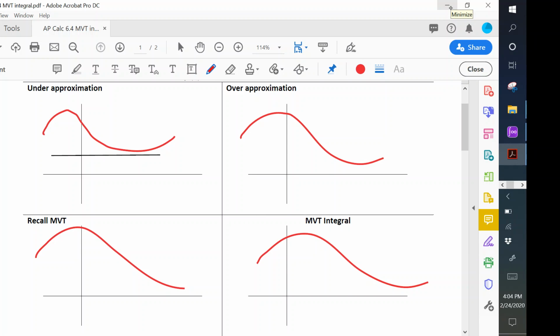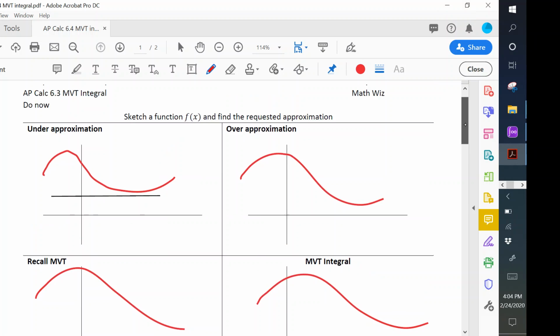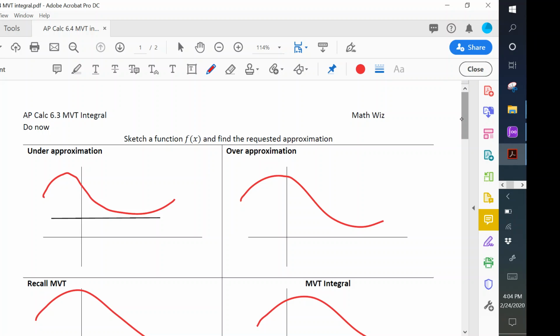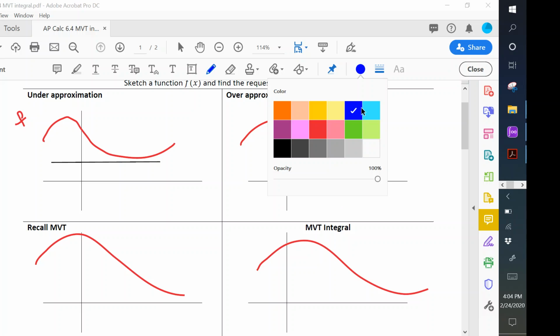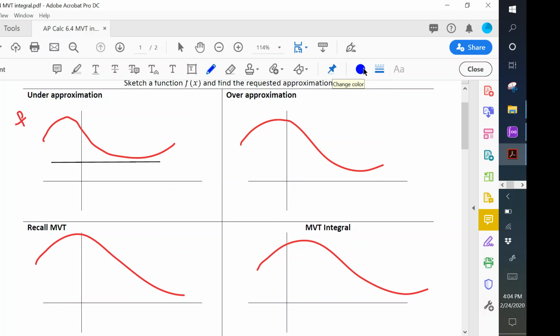Hello class. Today we're going to learn about the mean value theorem of an integral. Let's pretend I've got the same function, let's call this function f. We learned that if I wanted to approximate the area under this curve, I have two options: trapezoidal or rectangular approximations by doing Riemann sums.